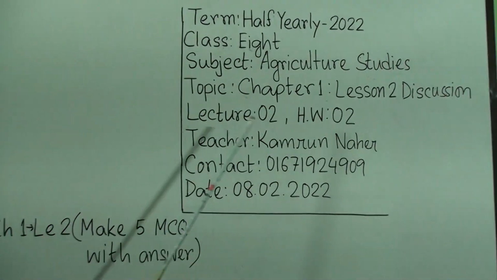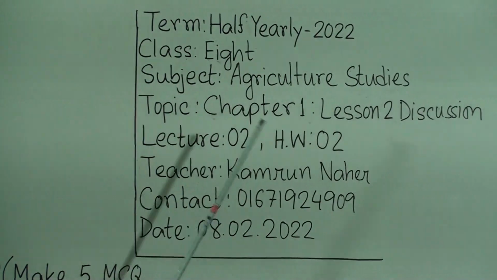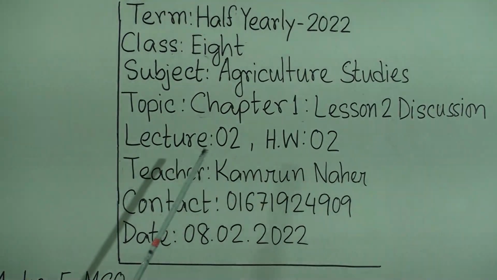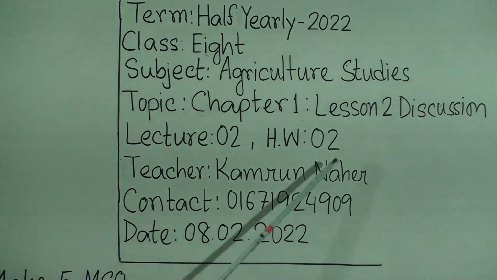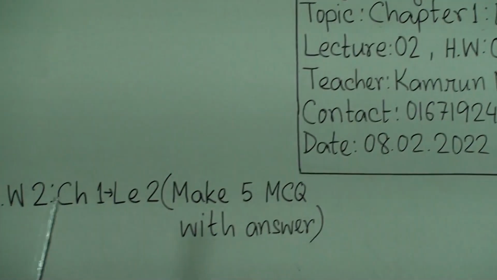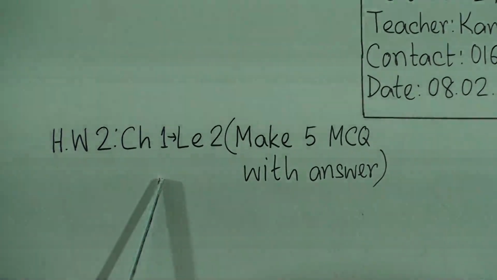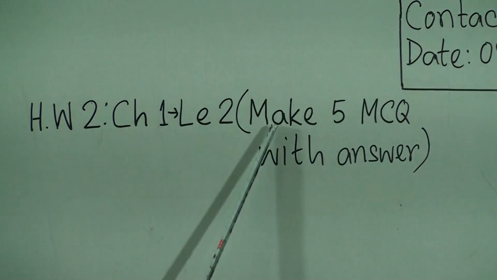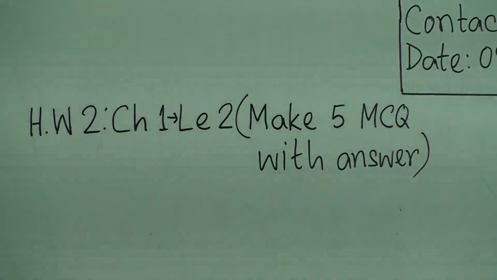So this is your Agriculture Studies class and today we will discuss Chapter 1, Lesson 2. And this one is lecture 2 and there will be homework number 2. So you will make 5 MCQ with answer from this chapter. This one is your homework number 2, chapter 1, lesson 2, make 5 MCQ with answer. So let's start our class.